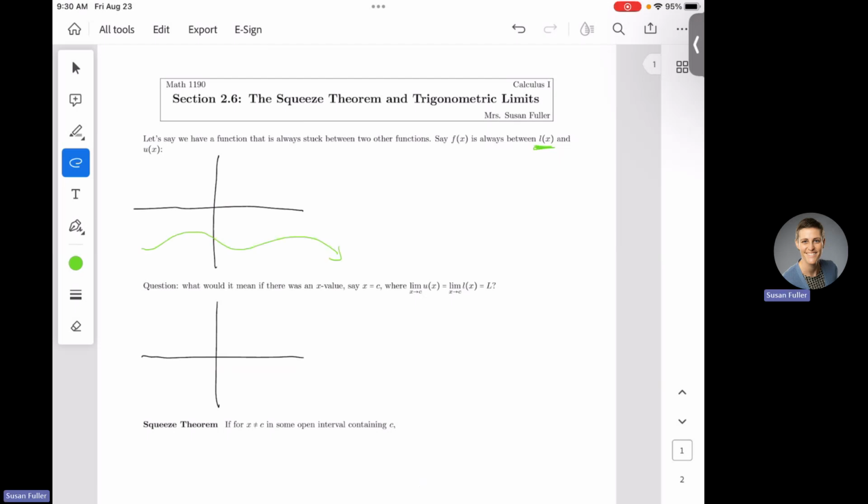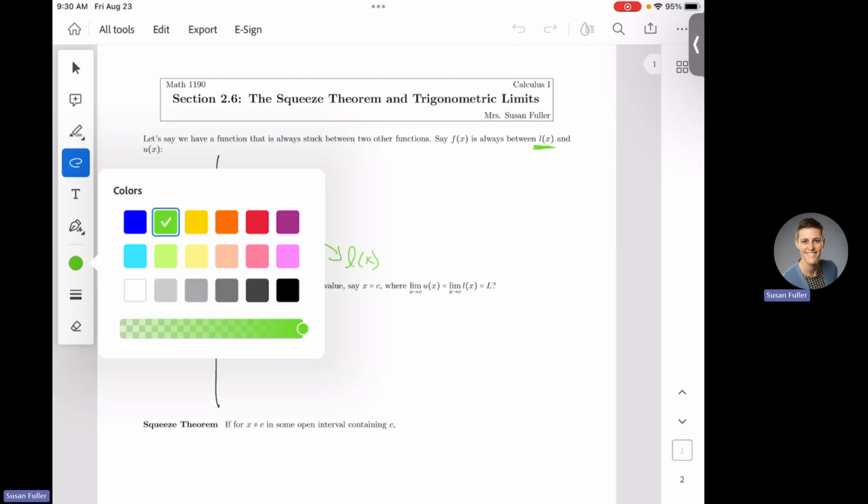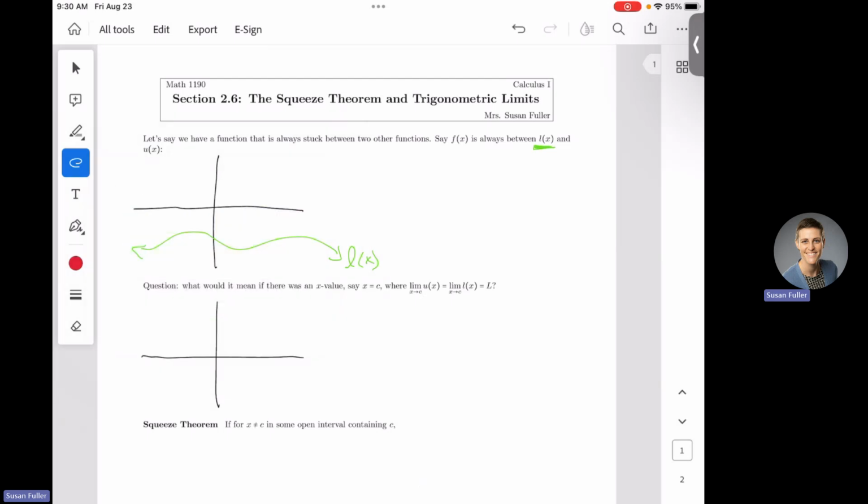All right, so let's say L of x looks something like this. This is our function L of x, and I'm going to need L of x to be underneath the function f of x everywhere, less than or equal to f of x everywhere. And then we also have u of x. So u of x is going to be an upper function, above my function f everywhere. So I'm just going to draw a function up here. This is u of x.